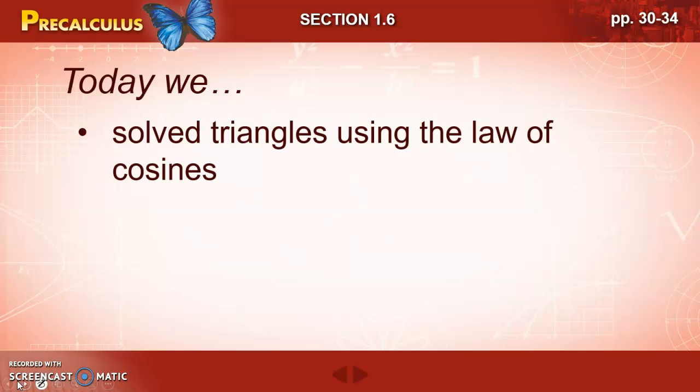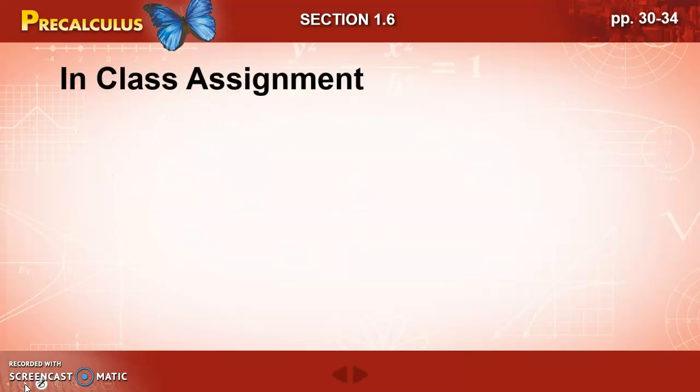Today we solved triangles using the law of cosines, along with the law of sines in that second example, and the information that we know about triangles, that their three angles add up to 180 degrees. Remember, a triangle is considered solved when you know all three side lengths and all three angle measures. If you guys have any questions, be sure to ask me next class.